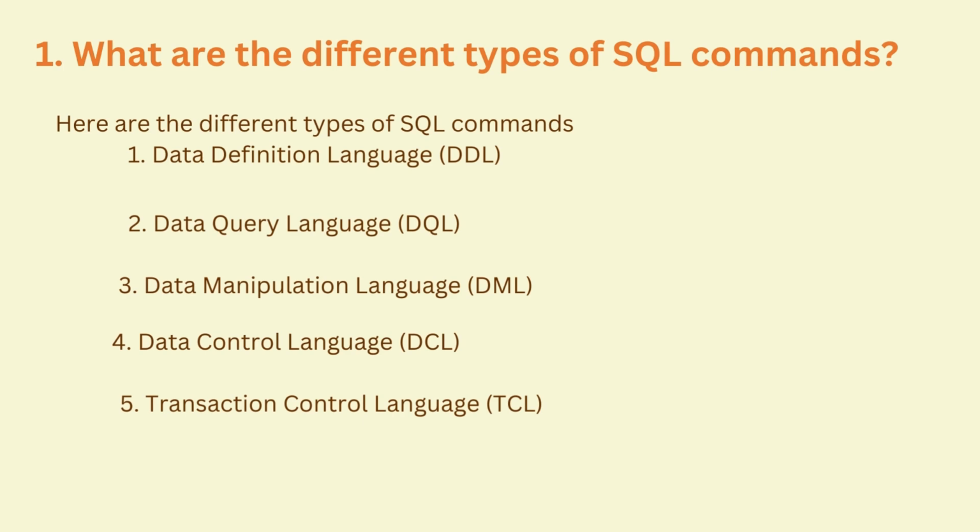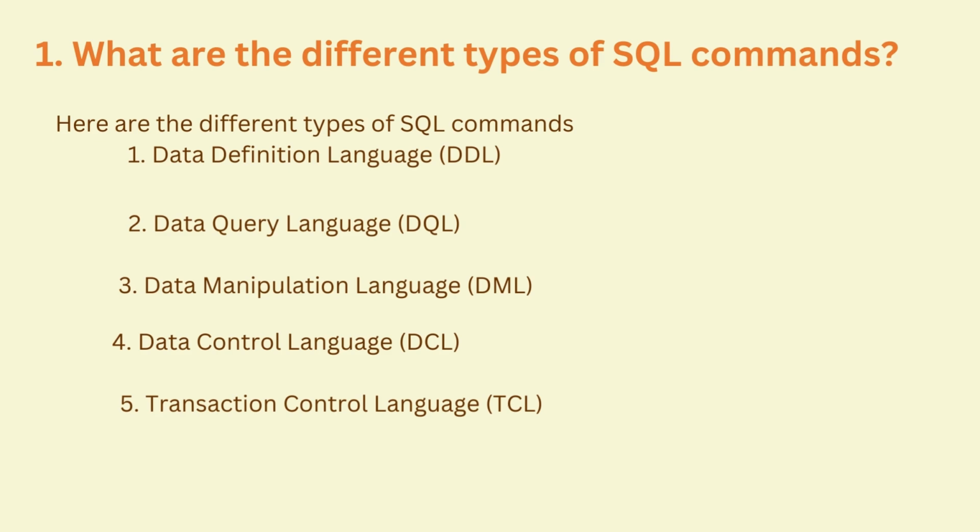What are the different types of SQL commands? This question is testing your basic understanding of SQL. You'll want to explain the 5 key categories of SQL commands. DDL, Data Definition Language. Commands like create, alter, drop, used for defining the structure of a database. DML, Data Manipulation Language. Commands like insert, update, delete, used for manipulating the data itself.